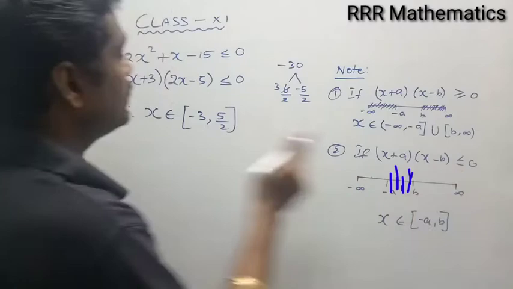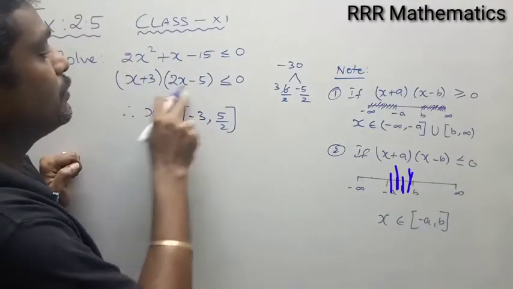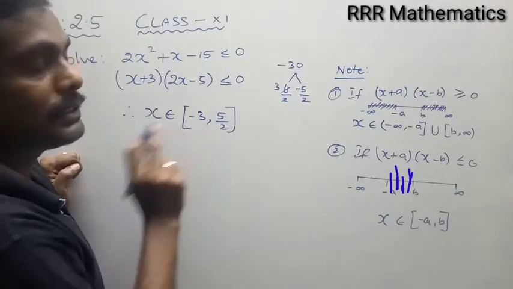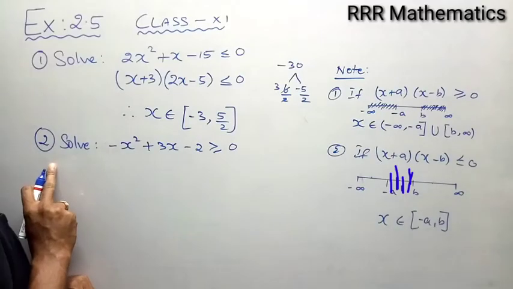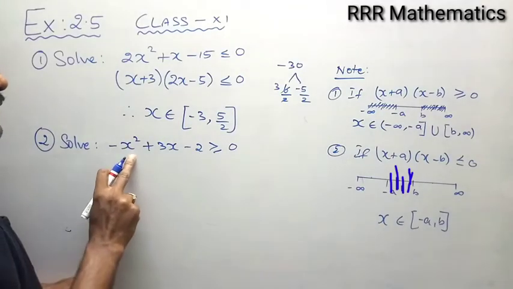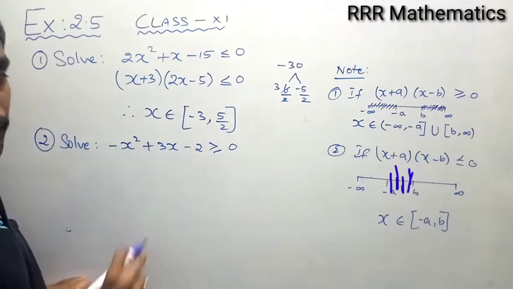For less than or equal to 0, the value of x lies between these two values, that is minus 3 to plus 5 by 2. Got it? Question number 2. Same exercise: solve minus x square plus 3x minus 2 greater than or equal to 0.